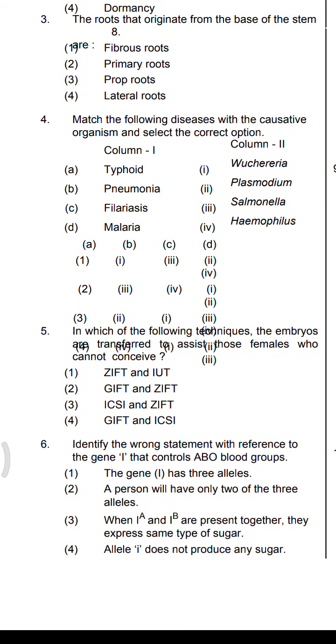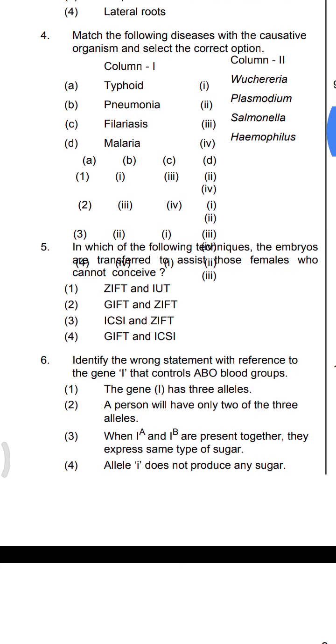Fifth question. In which of the following techniques are the embryos transferred to assist those females who cannot conceive? 1. GIFT and IUT. 2. GIFT and GIFT. 3. ICSI and ZIFT. 4. GIFT and ICSI.